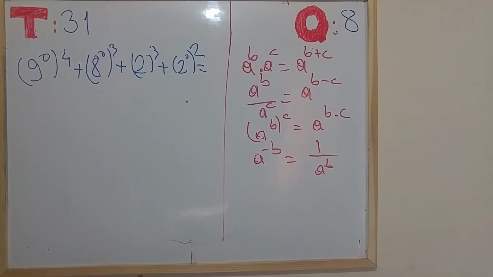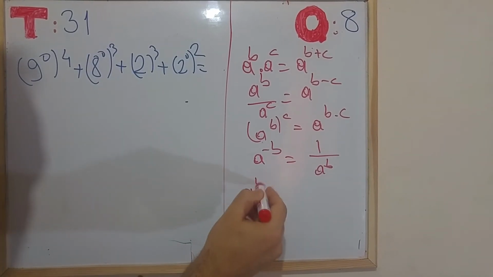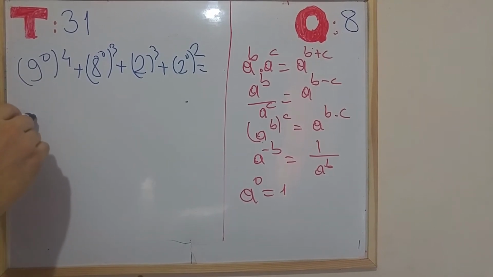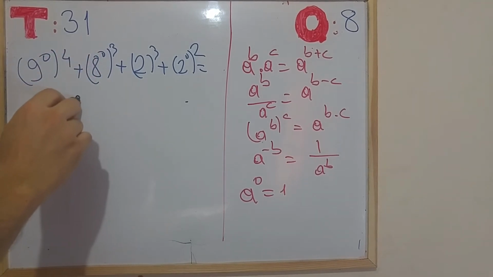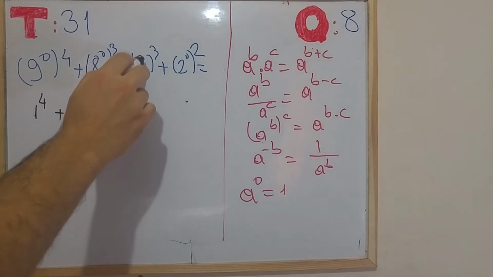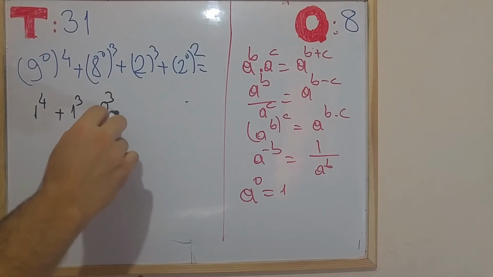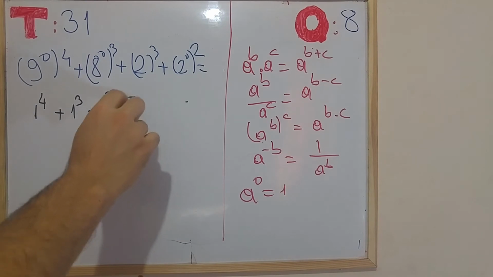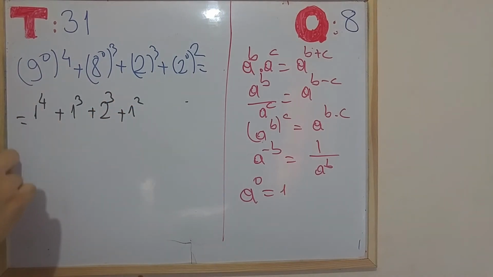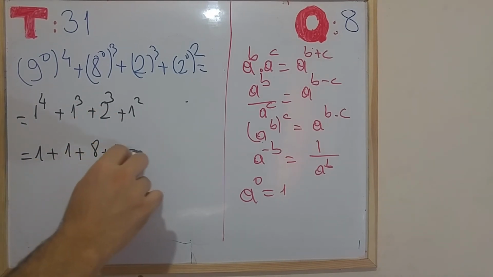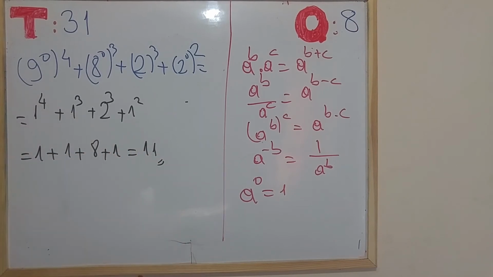Please remember that any number to the 0 is equal to 1. Therefore, this is equal to 1. This is equal to 1 to the 4. And this is equal to 1. This is equal to 1 cubed. And this is equal to 2. There's no 0, nothing here. So it's equal to 2 cubed. Plus this is equal to 1. This is 1 squared. So this is equal to 1 plus 1 plus 8 plus 1, which is 11.